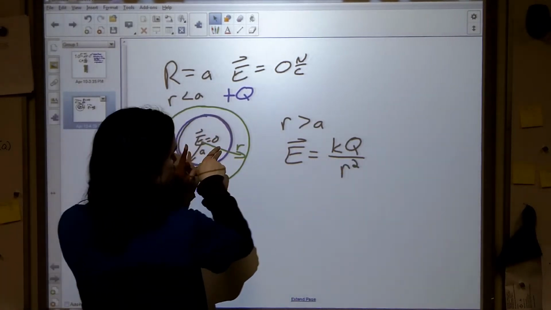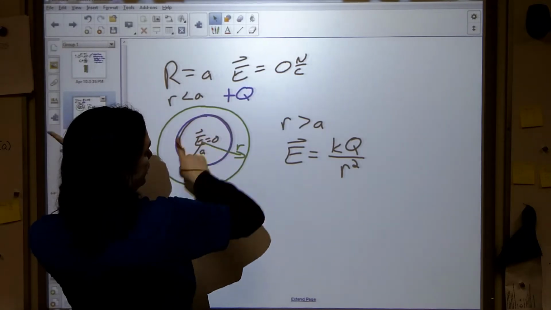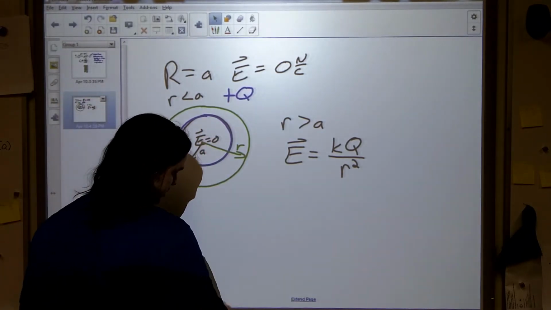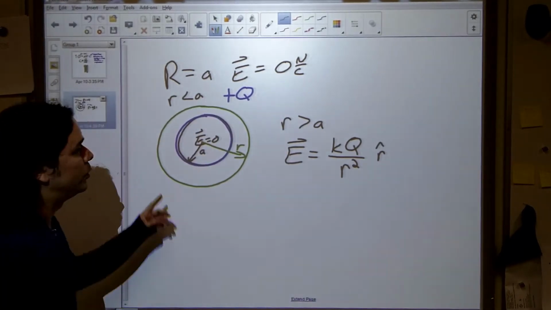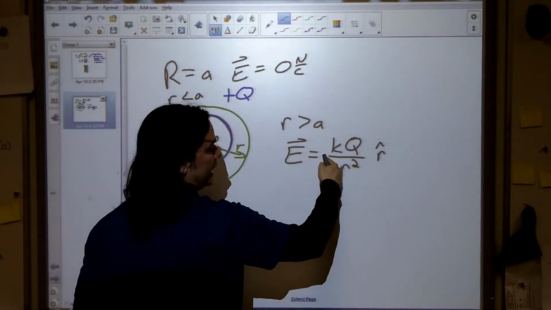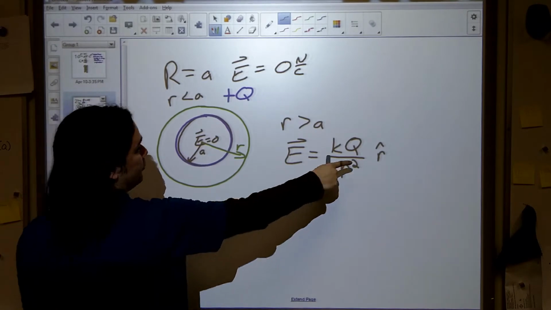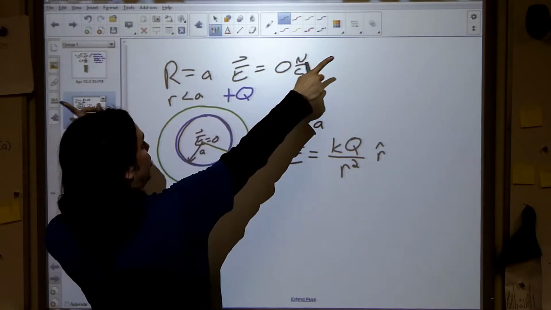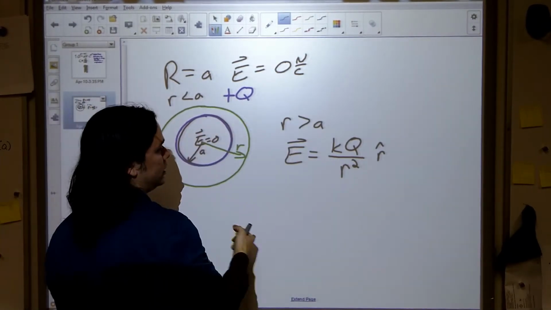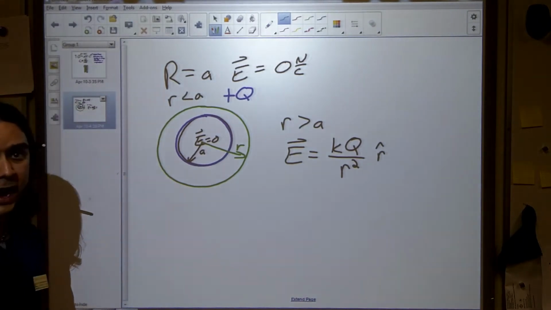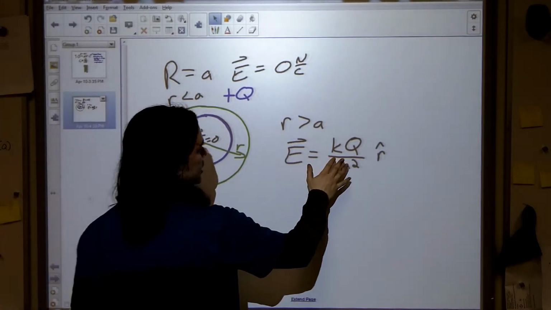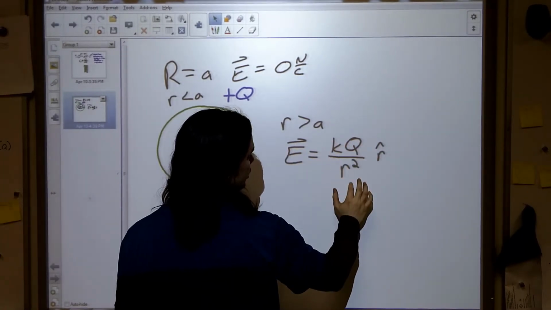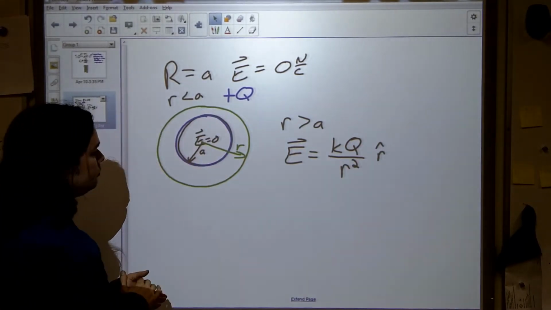Now, in vector notation, with this being positive, my electric field would point out in all directions, so I could also tack in here an r hat direction. If it were a negative Q, then I would have a negative there, and it would point in the negative r hat direction, which means instead of pointing out, it would all point in. So here's where the negatives work out in our equation. That being said, we're just going to take the magnitude, which is KQ divided by r squared.